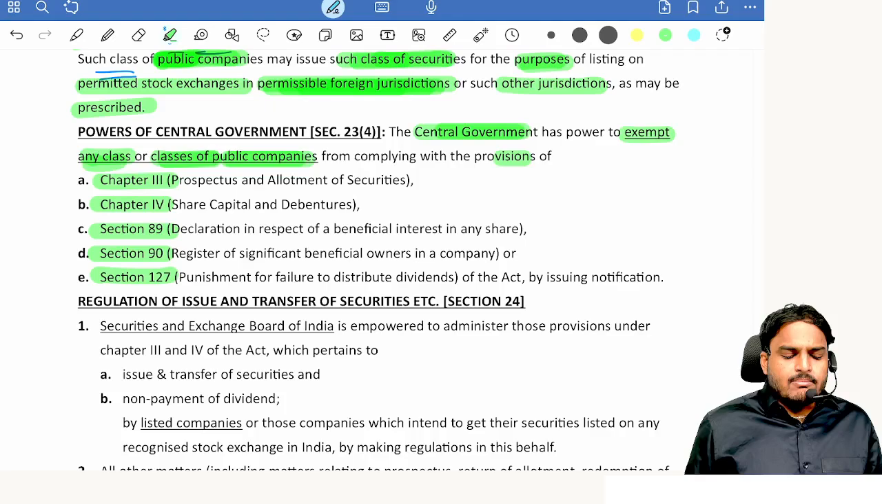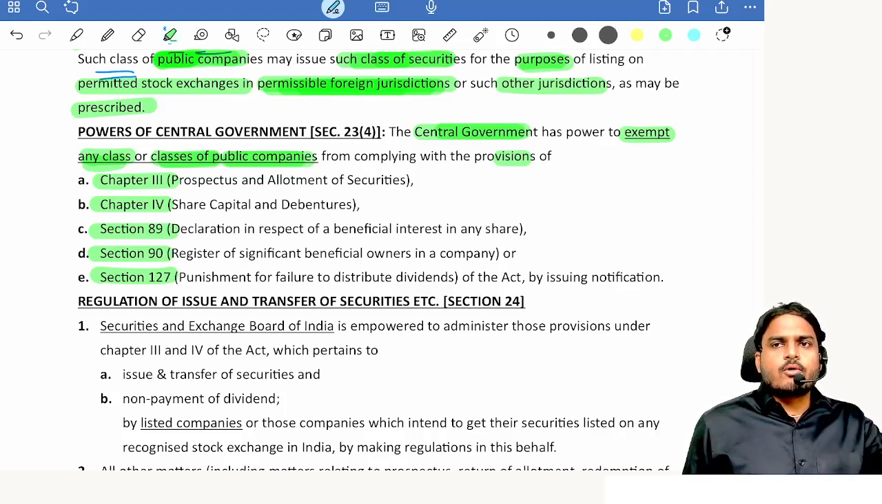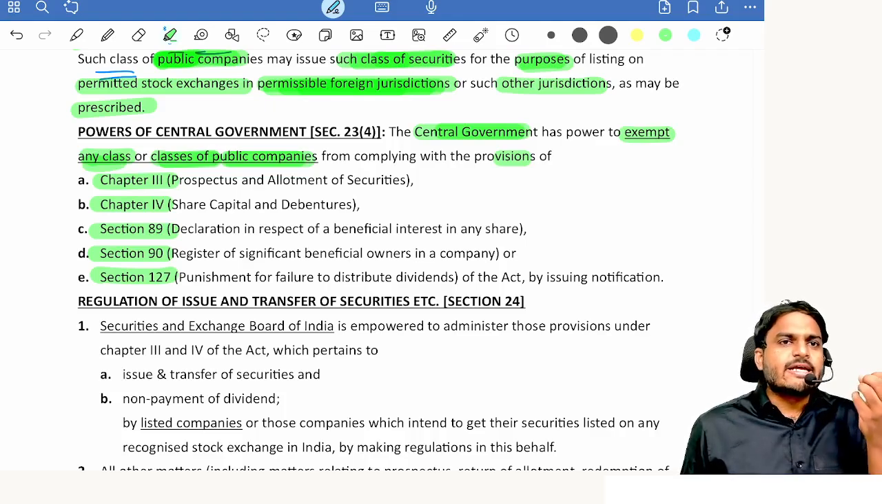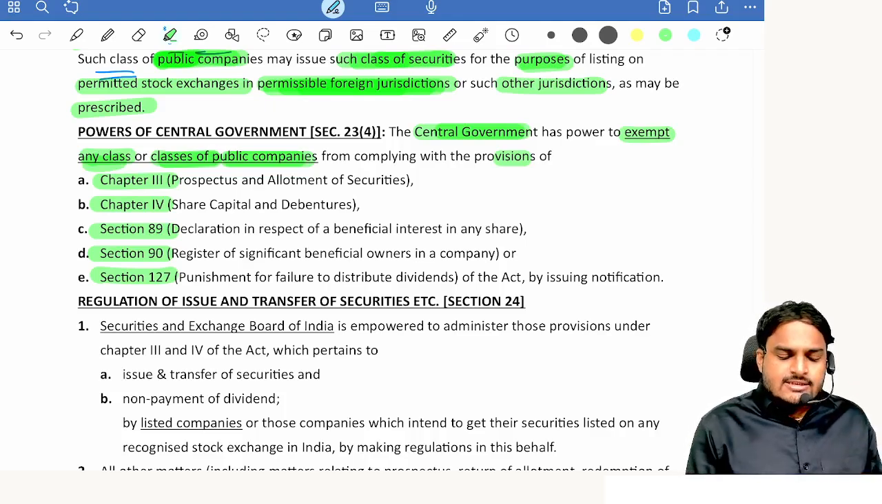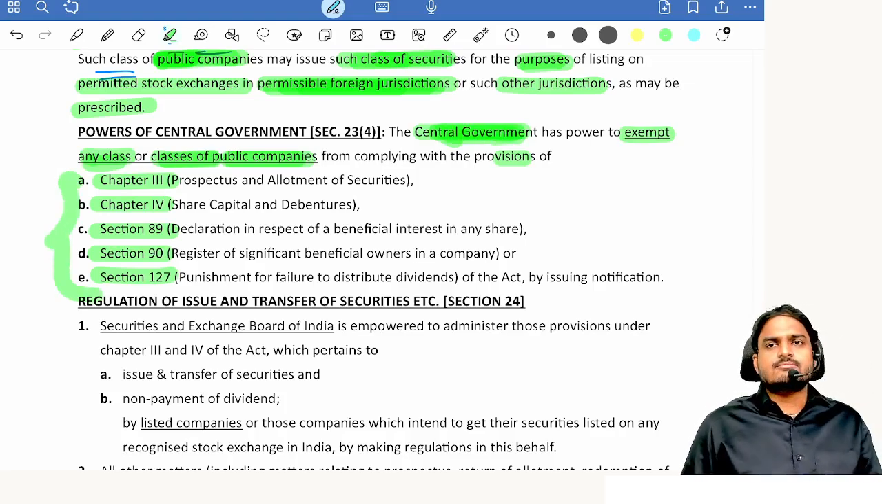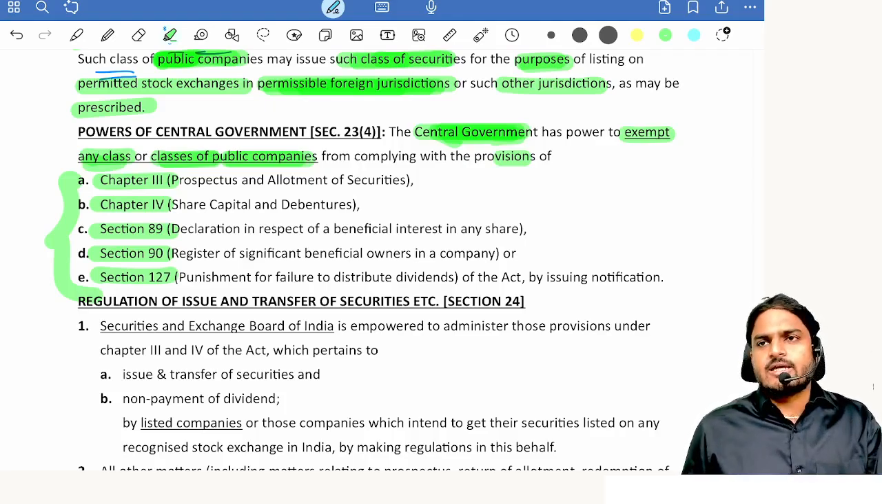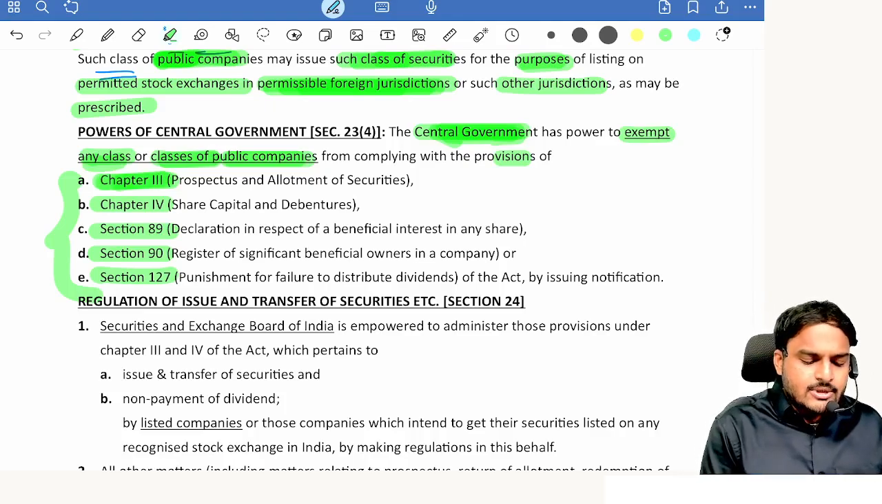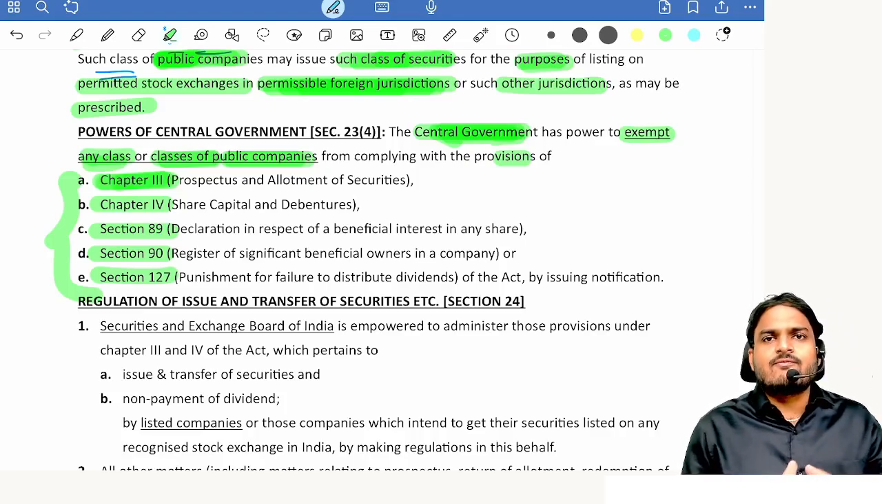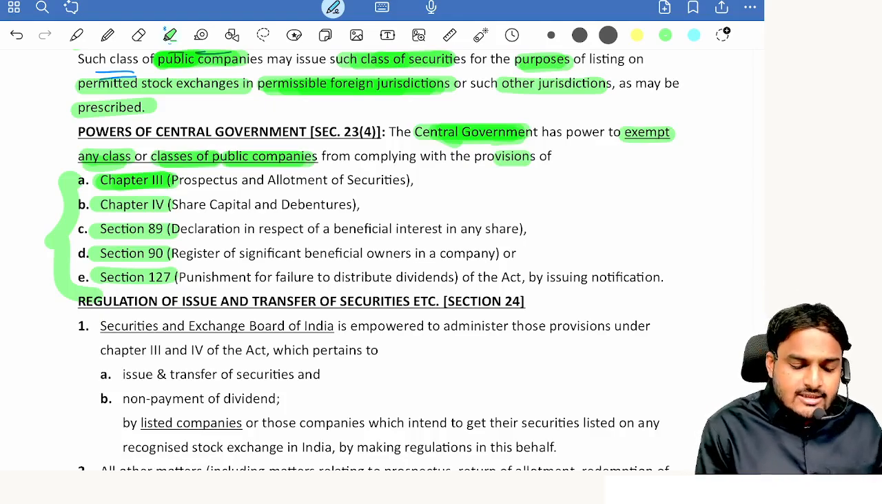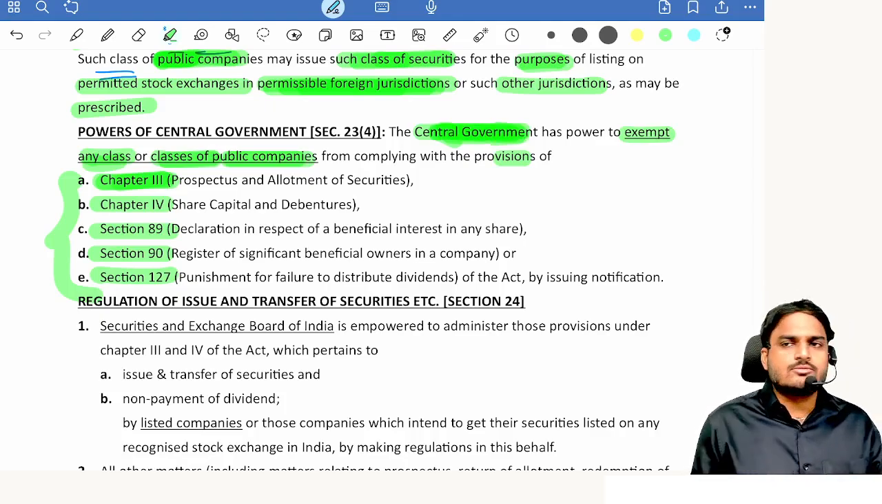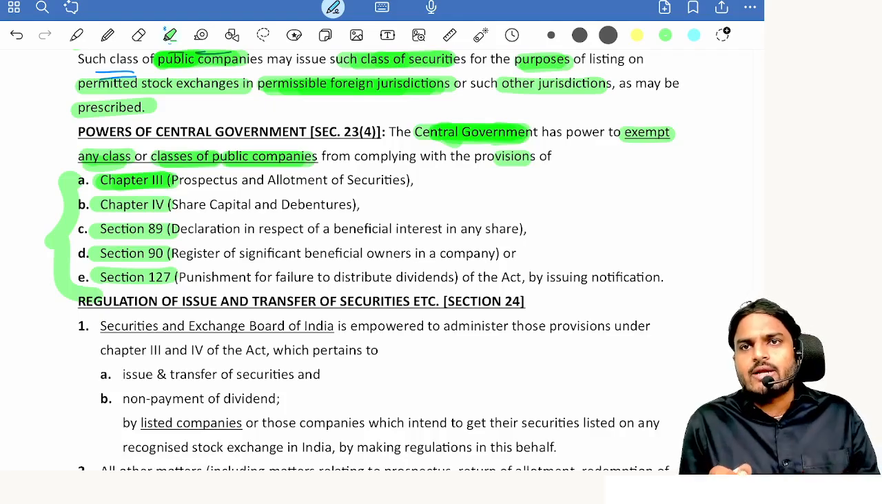Suppose an IFSC public company is there. For an IFSC public company, in order to provide more benefits, that means getting relaxation from existing provisions, the central government has power to exempt them from complying with these norms. So if an IFSC company wants to raise funds from the public, no need to comply with chapter 3, you can directly go and collect funds from the public. Like that, the central government can frame rules. So far not yet framed, I'm just telling you one example.